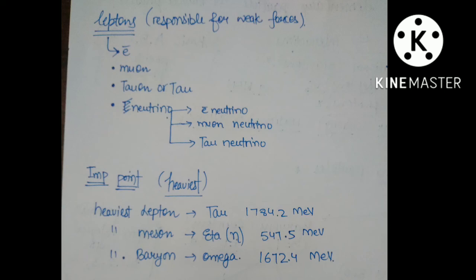If we talk about the important points that can be highlighted, the heaviest lepton among all is tau, and its rest mass is 1784.2 mega electron volt. The heaviest meson is the eta meson, and the heaviest baryon is omega. So this is the surface, basic division of leptons and hadrons, and there are lots of other aspects we can talk about, and we'll talk about all of them in the next lectures.